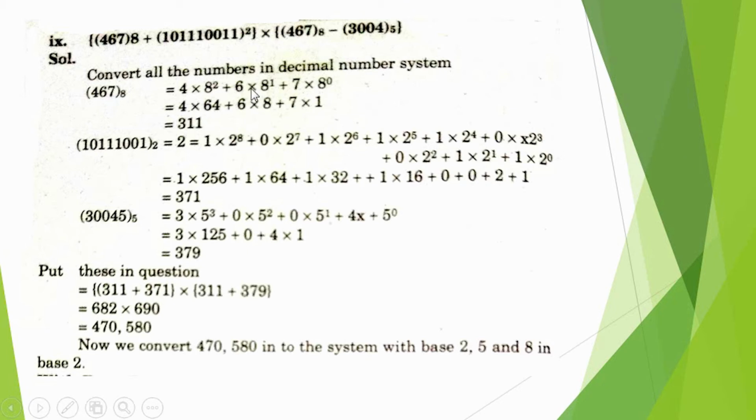467 with base 8: 4 multiply 8 power 2, 6 multiply 8 power 1, 7 multiply 8 power 0. 8 power 2 is 64 multiply 4. 8 power 1 multiply 6. 7 multiply 1. Answer comes 311. Now 1 multiply 2, 0 multiply 2, 1 multiply 2, 1 multiply 2, 1 multiply 2, 0 multiply 2, 0 multiply 2 and 1 multiply 2. Now we write their powers 0, 1, 2, 3, 4, 5, 6, 7, 8. Now we multiply these values, 371 comes.